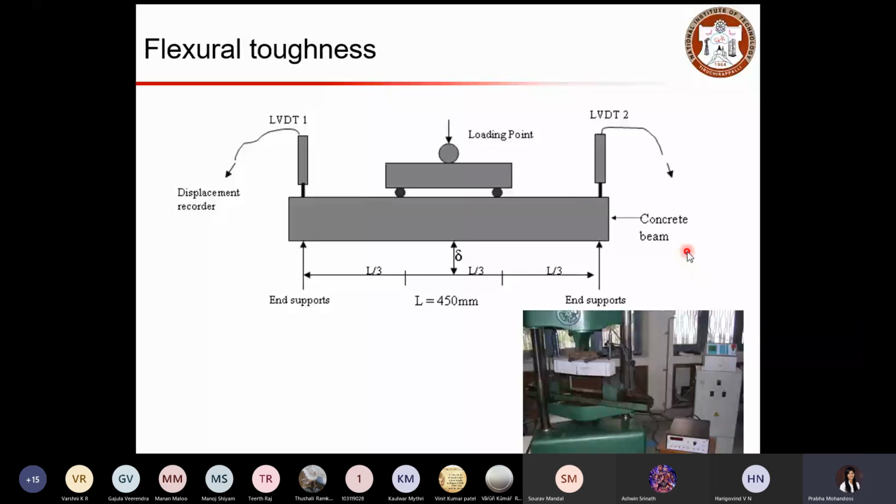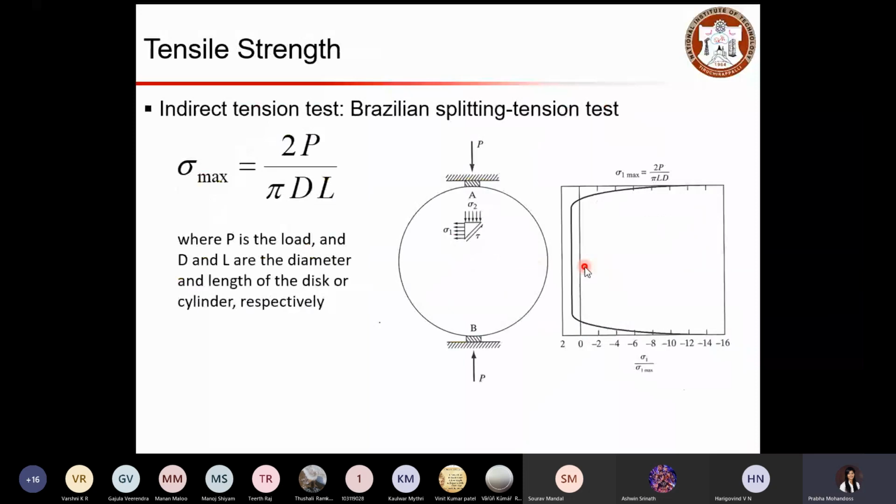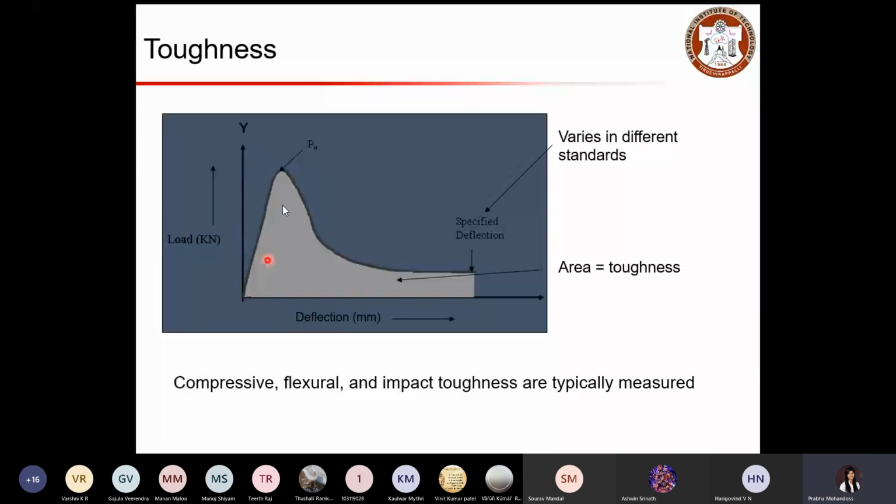When you have the load displacement curve, you can calculate the stress strain response. So load by area, you will get stress, and change in deformation, you will get the strain. So you can plot the stress strain curve and you can obtain a curve like this, which can help us to get the toughness of the material.